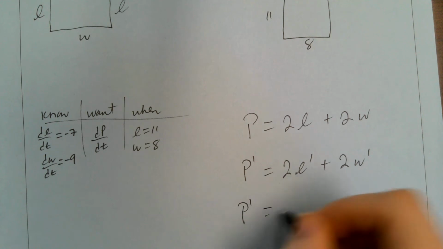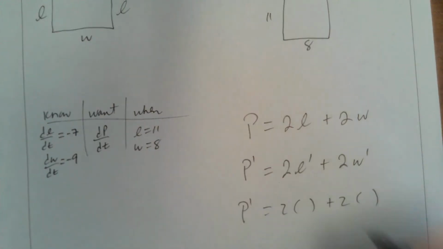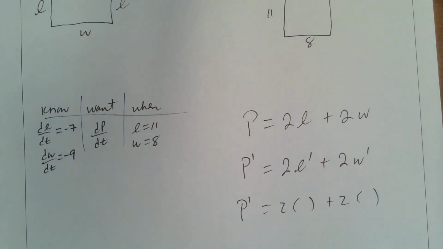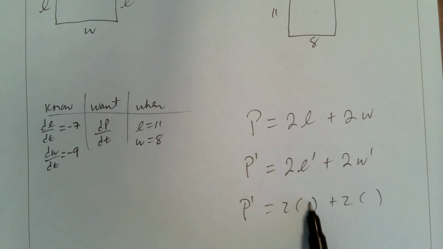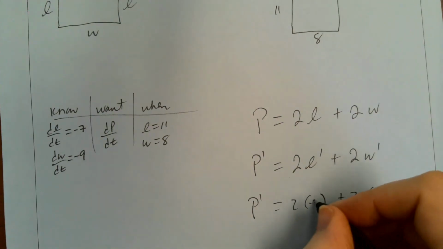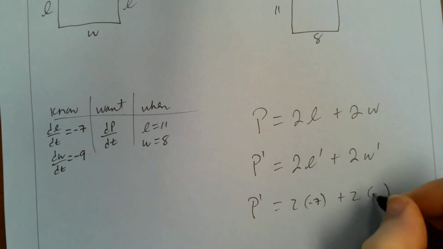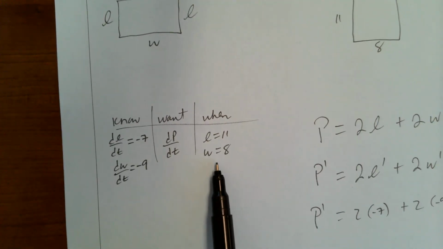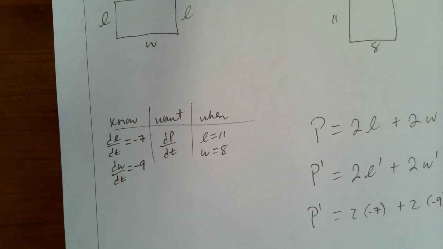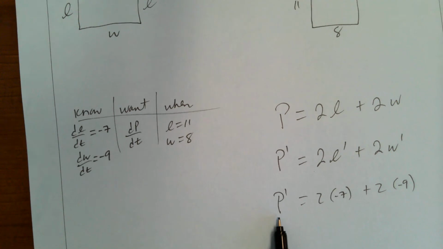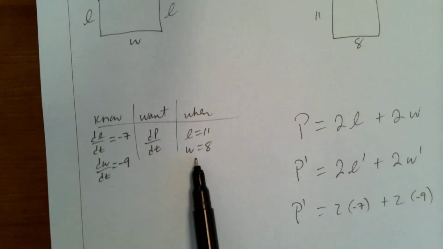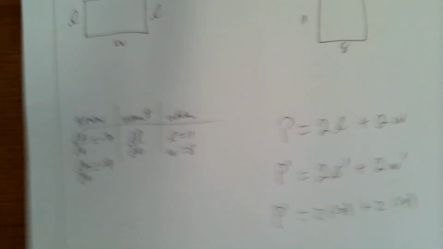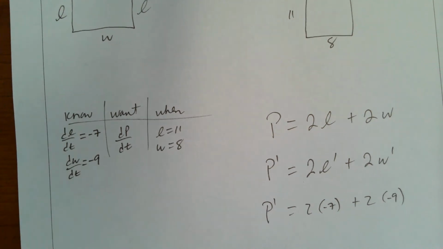We want P prime, so I'm going to put a placeholder for everything else. What goes in for L prime? -7. What goes in for W prime? -9. So we didn't even need this, guys. It actually turns out that P prime does not depend on the momentary side lengths. Okay, it only depends on the rates of change of the sides.